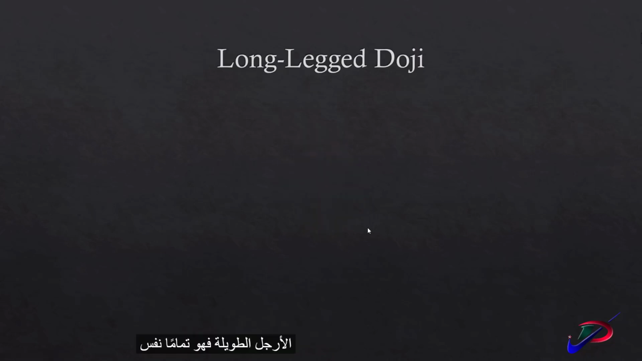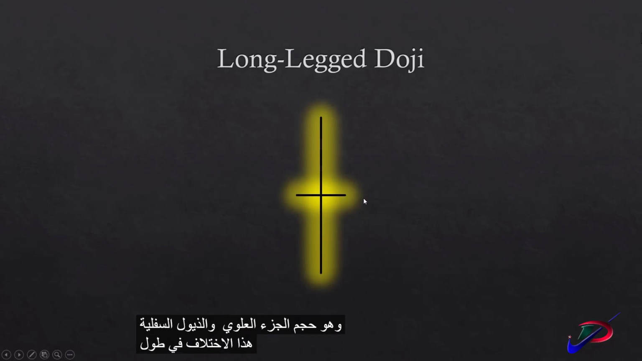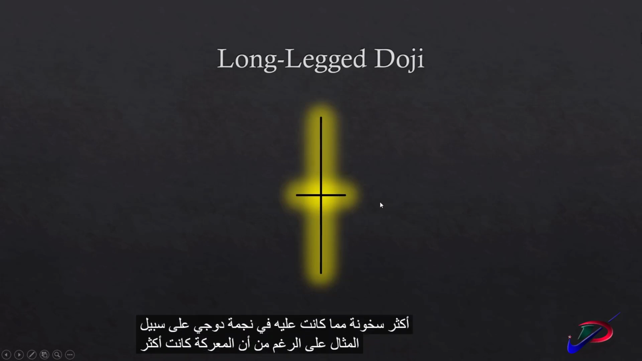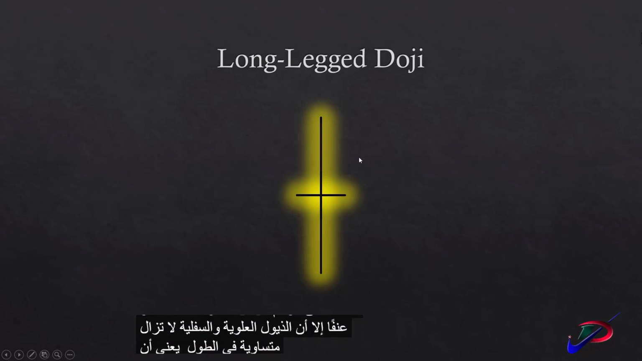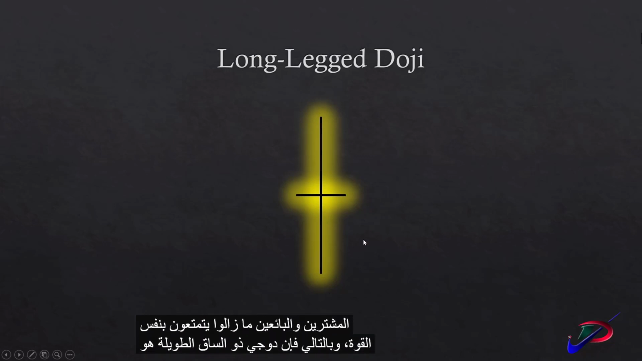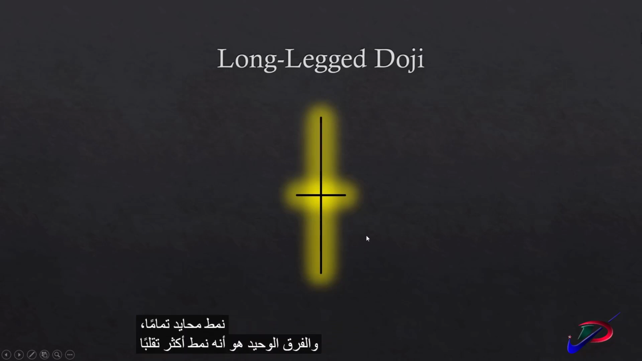The long-legged doji is exactly the same as a doji star, with one exception, which is the size of the upper and lower tails. This difference in the length of the upper and lower tails implies that the battle between buyers and sellers was more heated than in a doji star, for example. Even though the battle was more violent, the upper and lower tails are still equal in length, and that means that buyers and sellers still have the same power, so the long-legged doji is a completely neutral pattern. The only difference is that it's a more volatile pattern than the doji star, meaning that the internal battle between buyers and sellers was more heated.